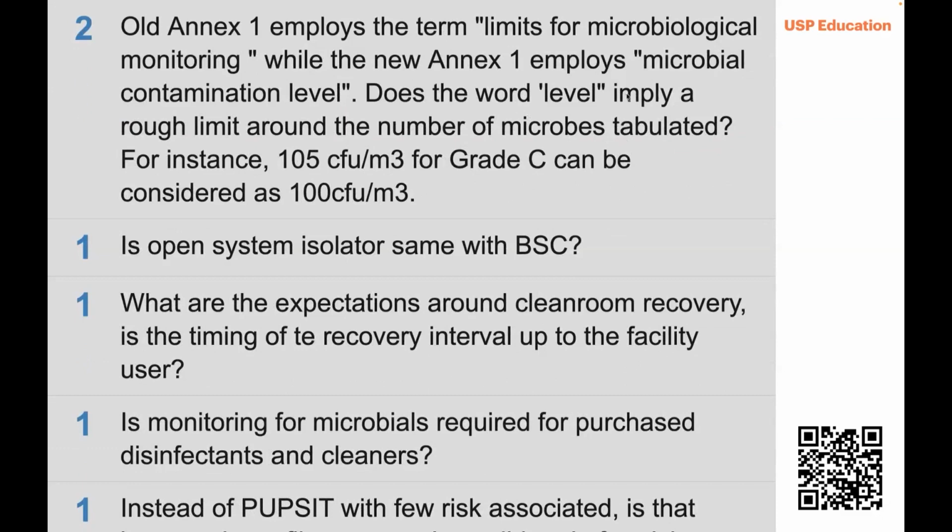The old Annex 1 employs the term limits for microbial monitoring, while the new Annex 1 employs a microbial contamination level. So the word level implies a rough limit, around the number of 105 CFU for grade C can be considered. Yeah, there's some interpretation, because we all know that CFUs are not a precision number.